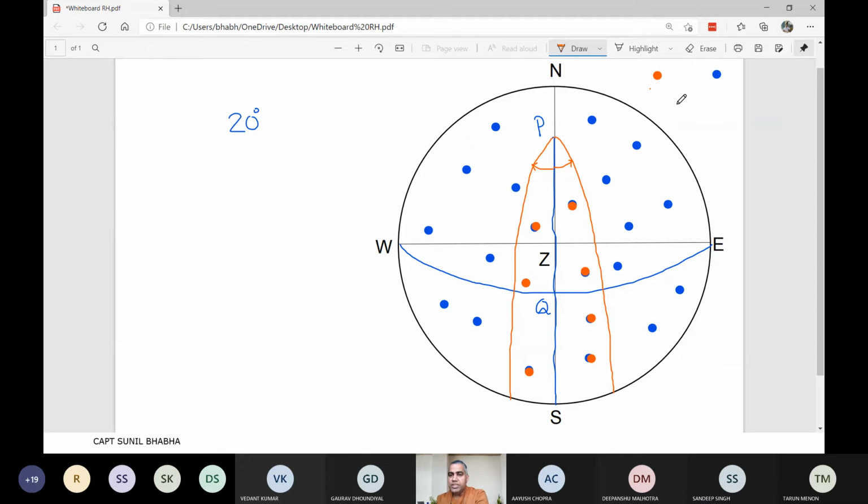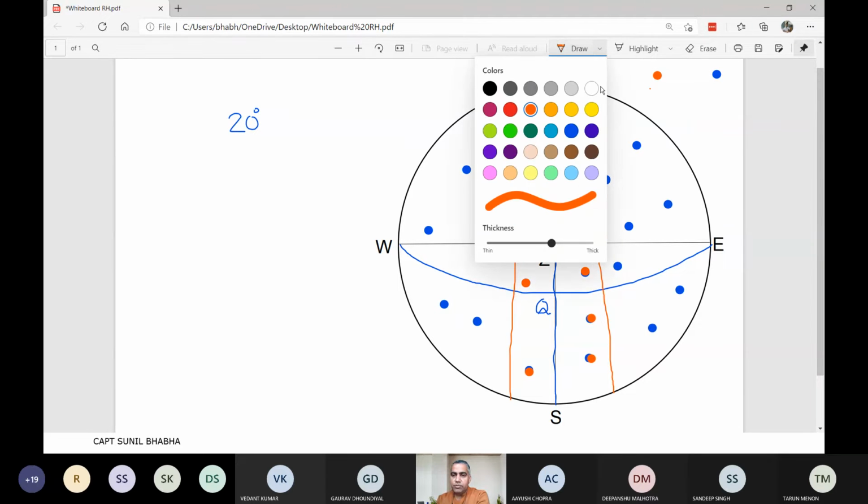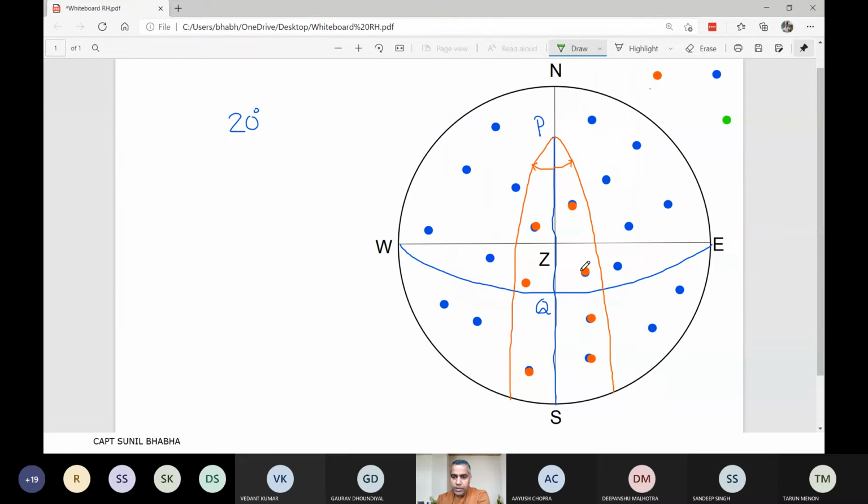Okay, now how will we find this? Now for finding this, first of all, we will take an imaginary star. Where will we take this imaginary star? We will take that imaginary star on our meridian. I have made a green color star, a green color star which is on our meridian.